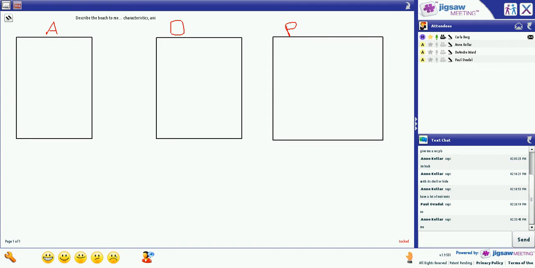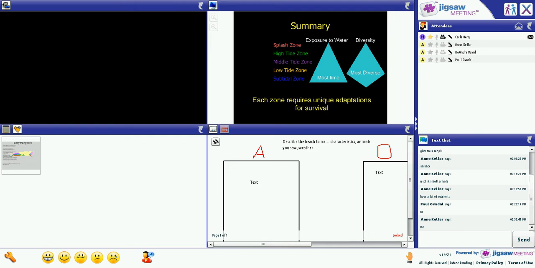Characteristics of it, animals you saw, and the weather. Was it hot, cold, tropical, polar? Go ahead and take a couple of minutes to do this, and then we are going to try to characterize our beach.